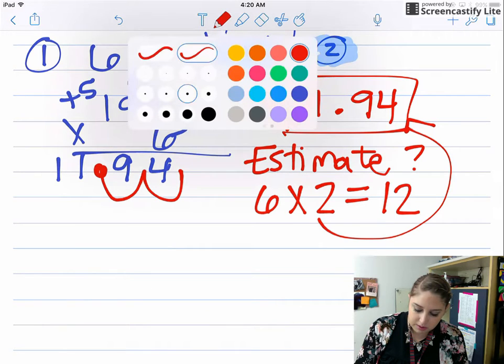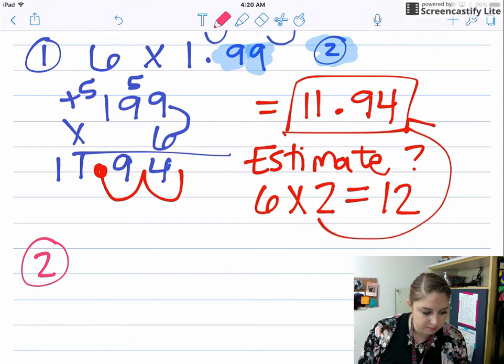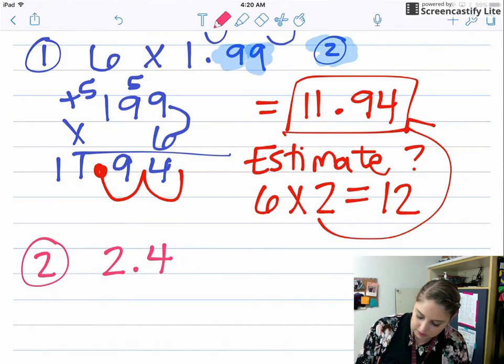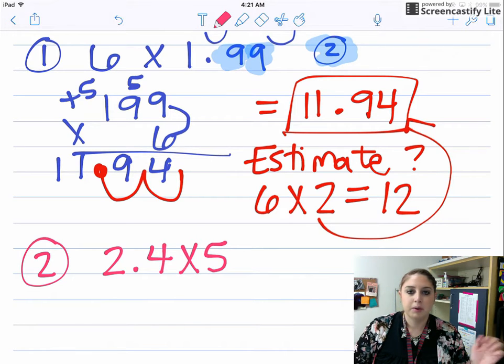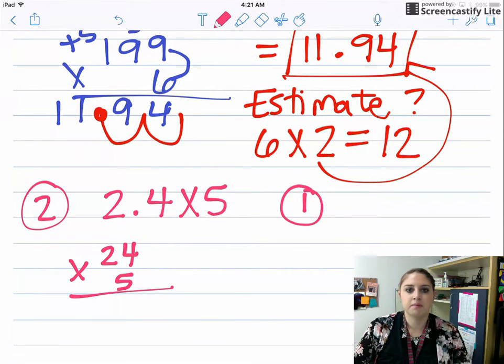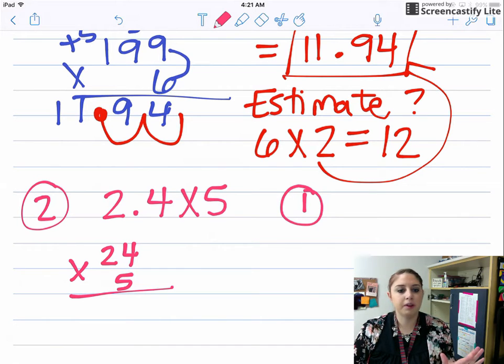I would like you to try a very similar one. Here's your example. I would like you to try 2.4 times 5. 2.4 times 5. Go ahead, pause the video, and we will be back with each other in a minute. All right, hopefully that went really well for you.